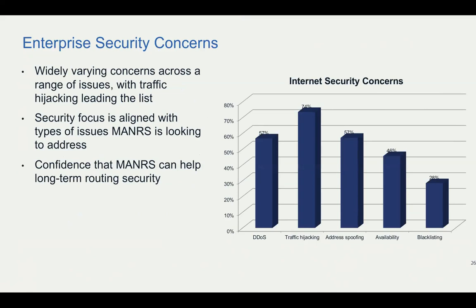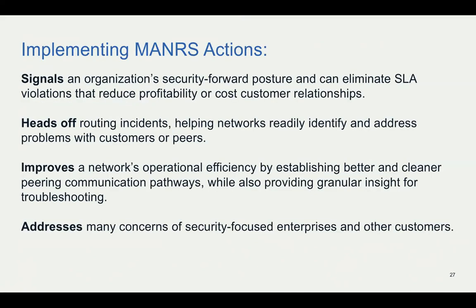So there was one question about security concerns of enterprises when it comes to connectivity services. And you can see that their security concerns are very much aligned with the problem that MANRS is trying to address. So once explained, enterprises understood quite well that their objectives when it comes to connectivity are very much aligned with MANRS. They were very much looking at MANRS as something that can help them solve those problems in the long term. So to summarize, taking the results of the study into account, and there are many more results and graphs if you go to the study, and I can share the URLs with you separately.